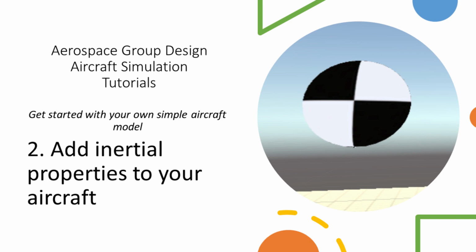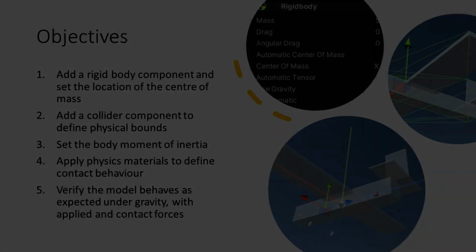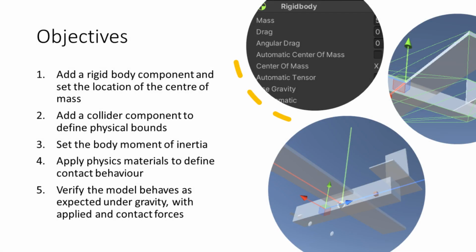Hi, welcome to this aircraft simulation tutorial where I'm going to show you how to add inertial properties to your aircraft model, and this will mean that it will respond correctly to forces and gravity. So what we're going to do is add a rigid body component to your model, which enables us to set the center of mass and the overall mass of the aircraft.